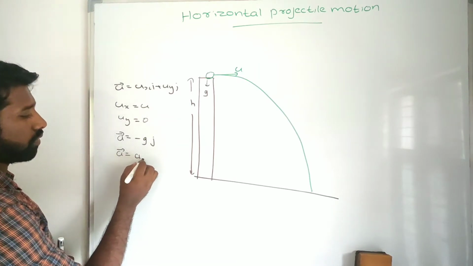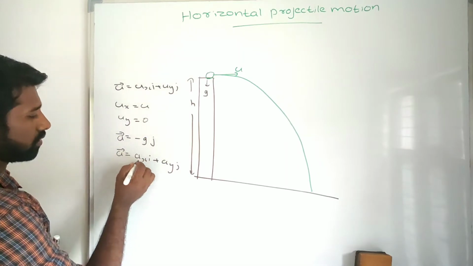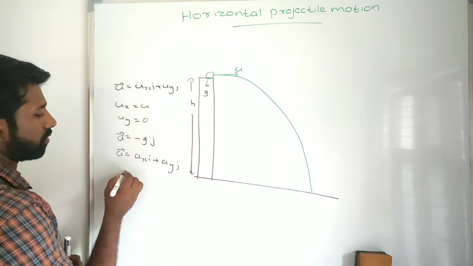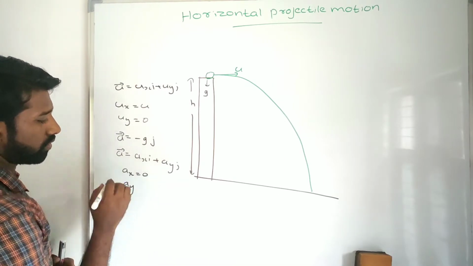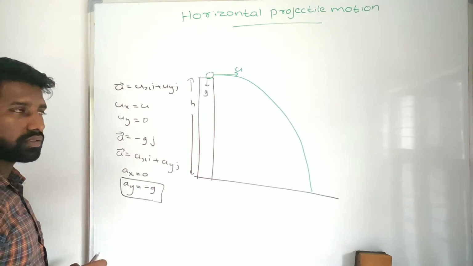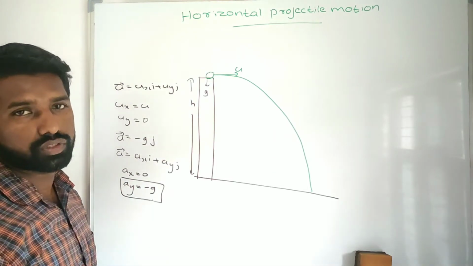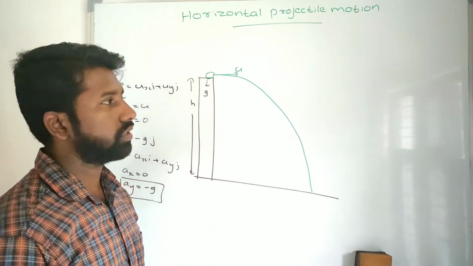a = ax i + ay j. ax is the horizontal component. The horizontal component of the acceleration is 0. The vertical component is ay, that is equal to minus g. Okay, this is about the acceleration and initial velocity. Now we will see the trajectory of the projectile.